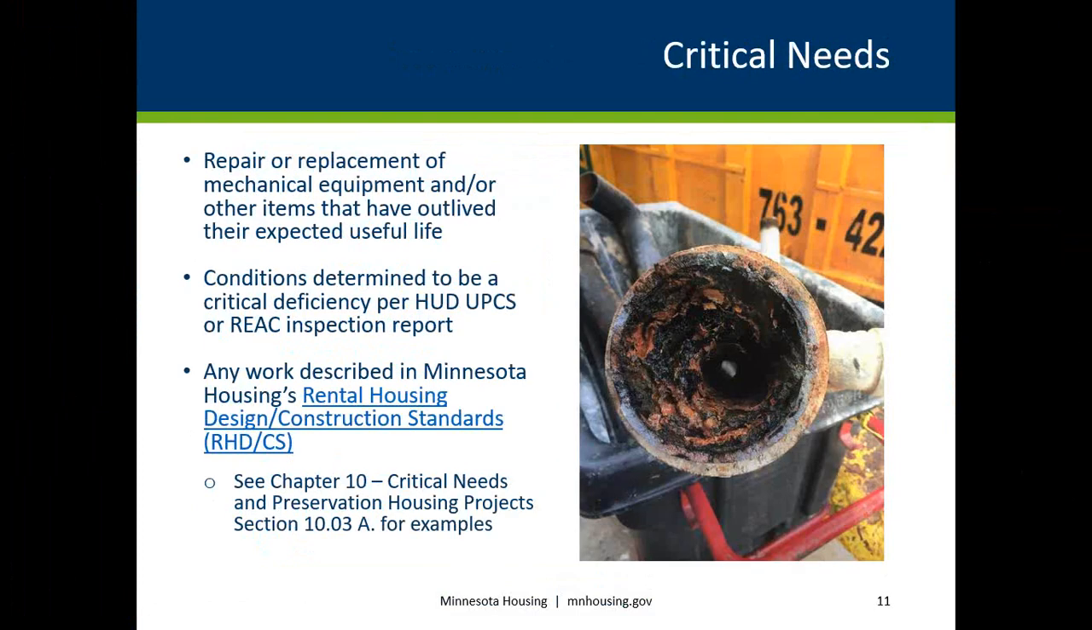The next category is critical needs. Critical needs are the most common types of proposals that we see, and they most often involve the repair or replacement of critical building components that have outlived their expected useful life. These items are usually failing or in jeopardy of failing, and or could lead to further damage of other building components. Items such as plumbing, which is pictured here, heating systems, roofing, windows, sidings, and elevators can fall into this category. This category is focused on the integrity of the actual building.